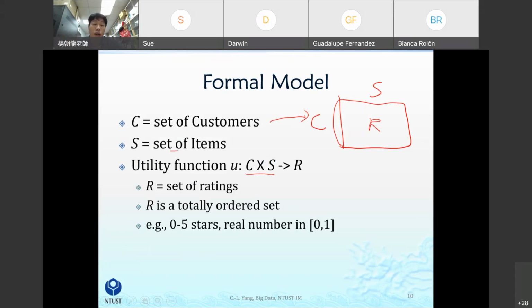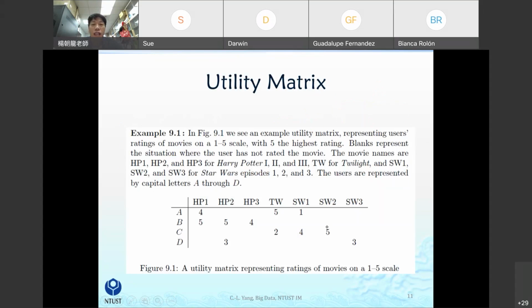For rating, you can set the ratings from 0 to 5 stars, and you can also give a real number between 0 and 1. That means 0.99 versus 0.5, a different rating system. So that is the utility matrix. You've got C here, you've got S here, and you've got the rating here.